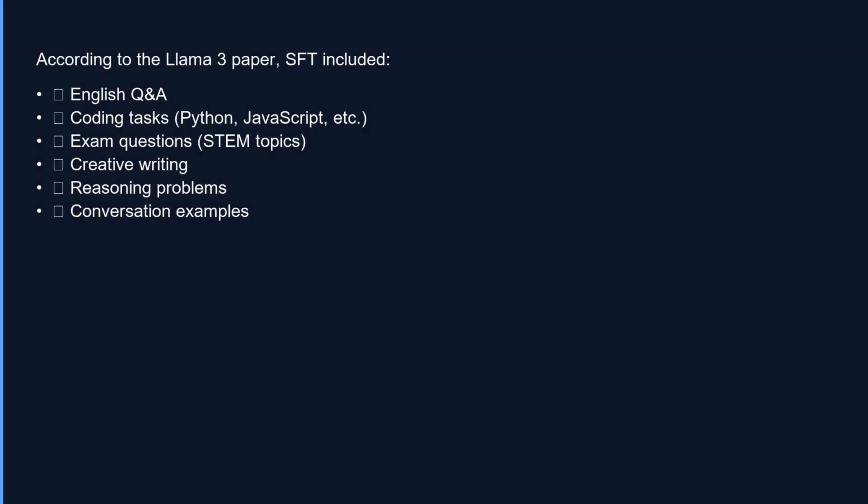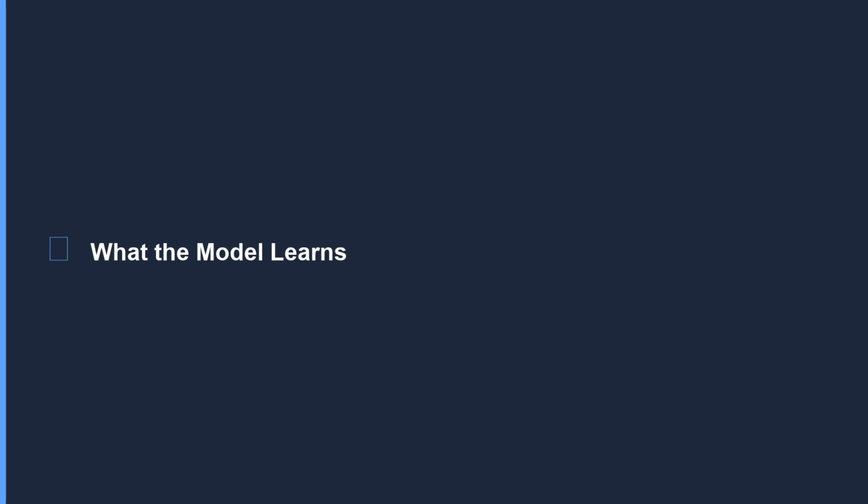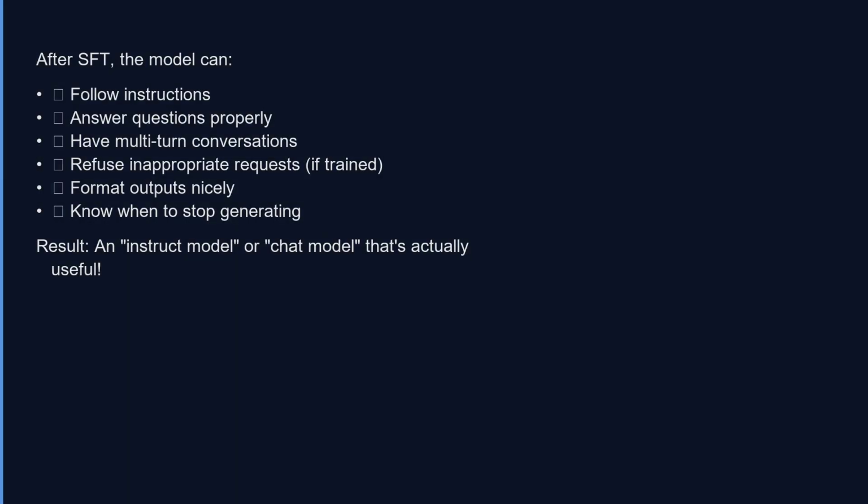According to the Llama 3 paper, SFT included English Q&A, coding tasks like Python and JavaScript, exam questions, STEM topics, creative writing, reasoning problems, and conversation examples. After SFT, the model can follow instructions, answer questions properly, have multi-turn conversations, refuse inappropriate requests if trained, format outputs nicely, and know when to stop generating. Result: an instruct model or chat model that's actually useful.